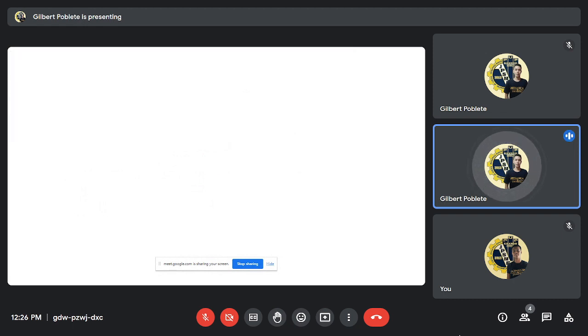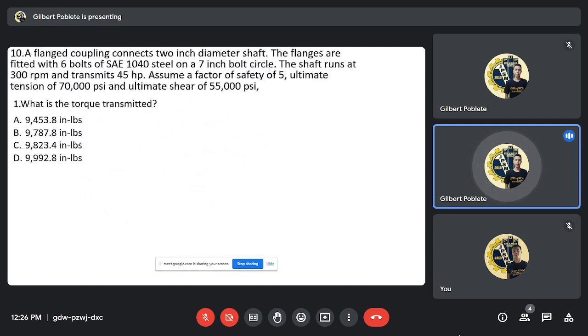So next problem tayo. So ayan. A flange coupling connects 2-inch diameter shaft. The flanges are fitted with 6 bolts of SAE 1040 steel on a 7-inch bolt circle. The shaft runs at 300 RPM and transmits 45 horsepower. Assume a factor of safety of 5. Ultimate tension of 70,000 psi and the ultimate shear of 55,000 psi. So dito tinatanong, what is the torque transmitted?